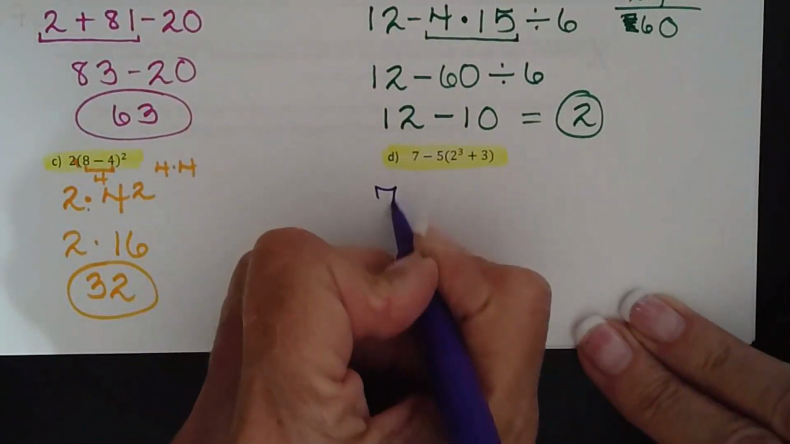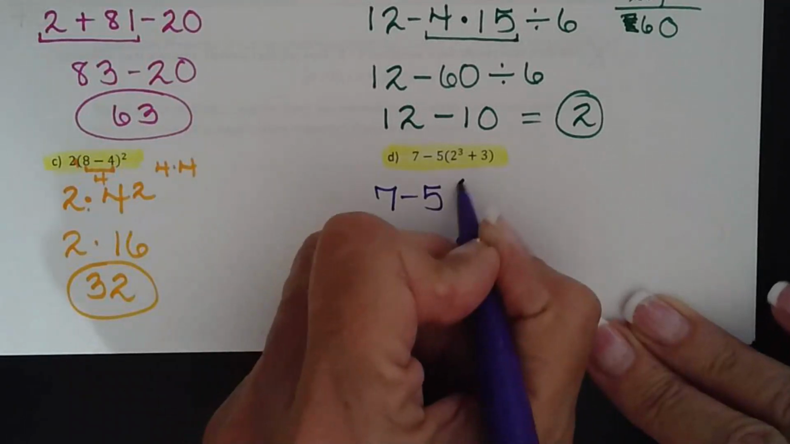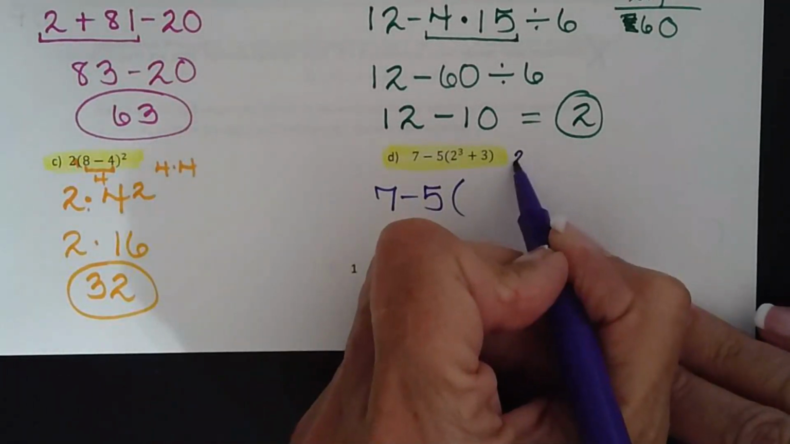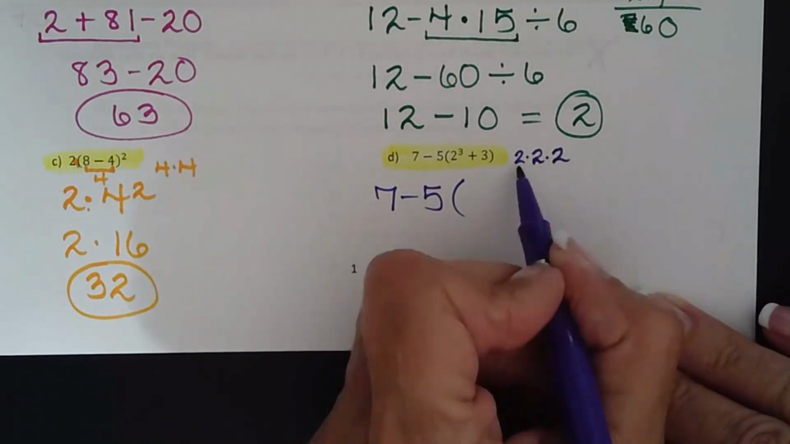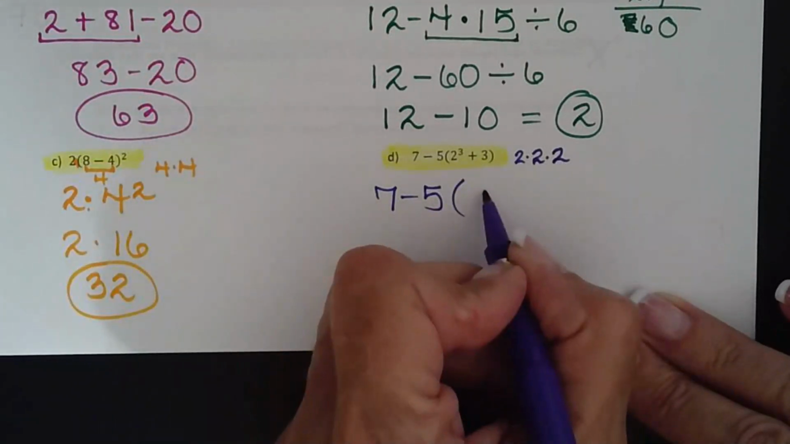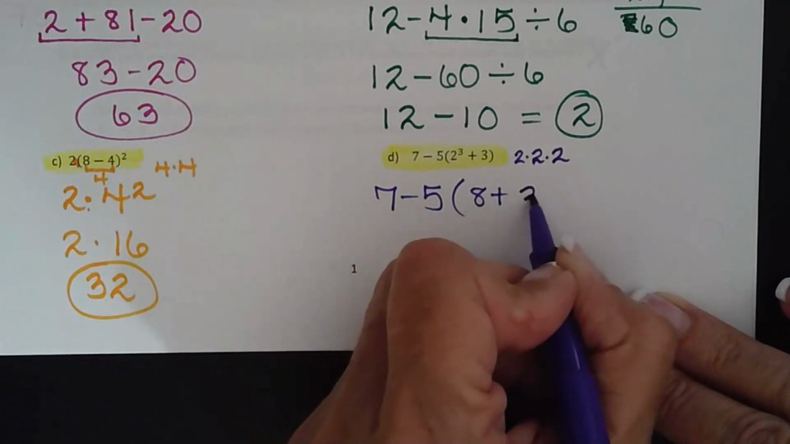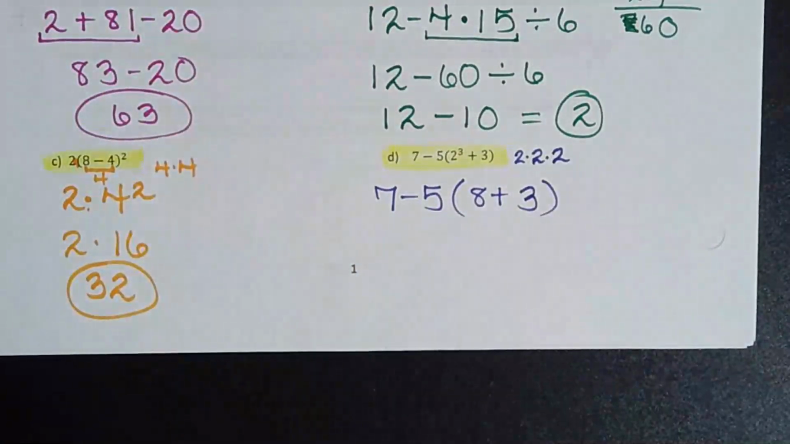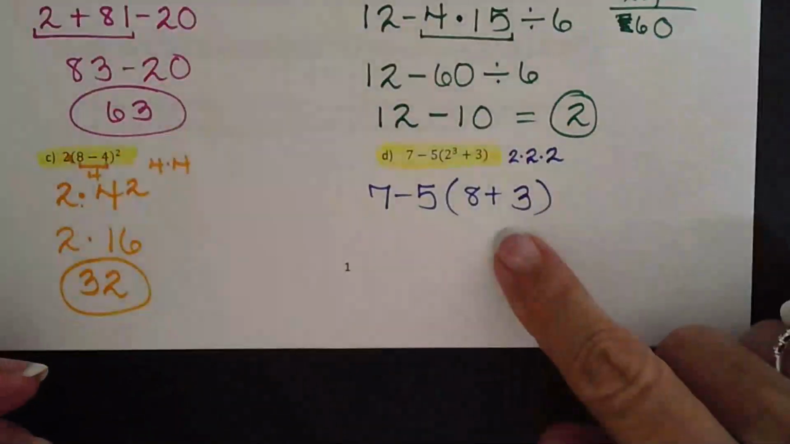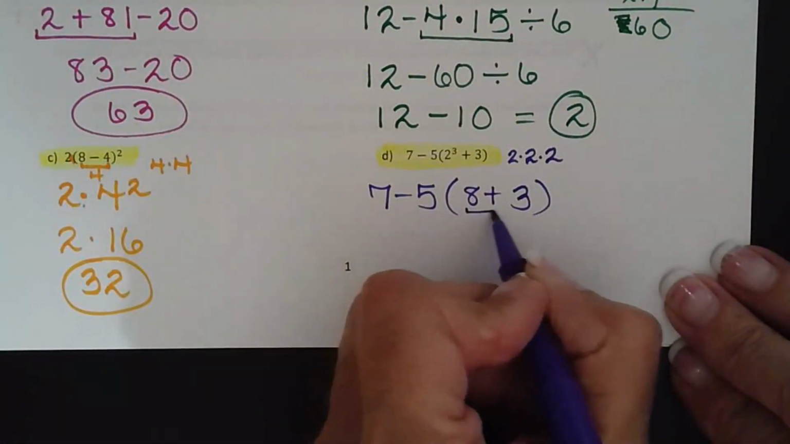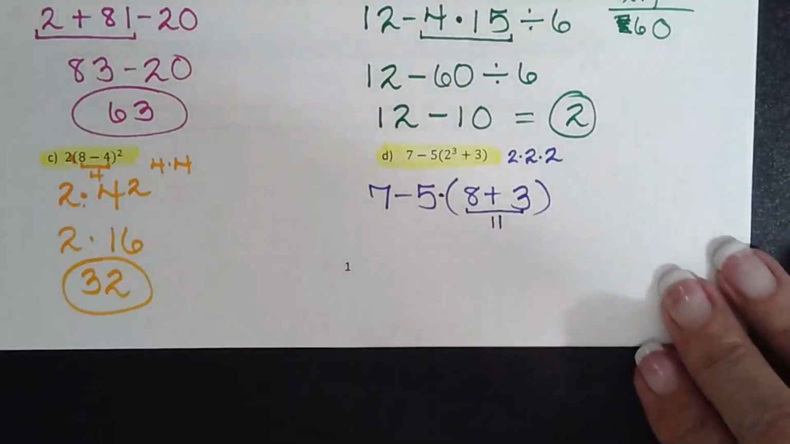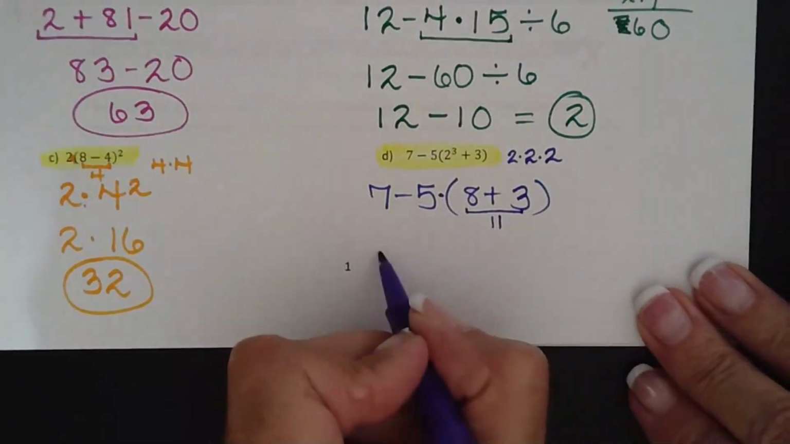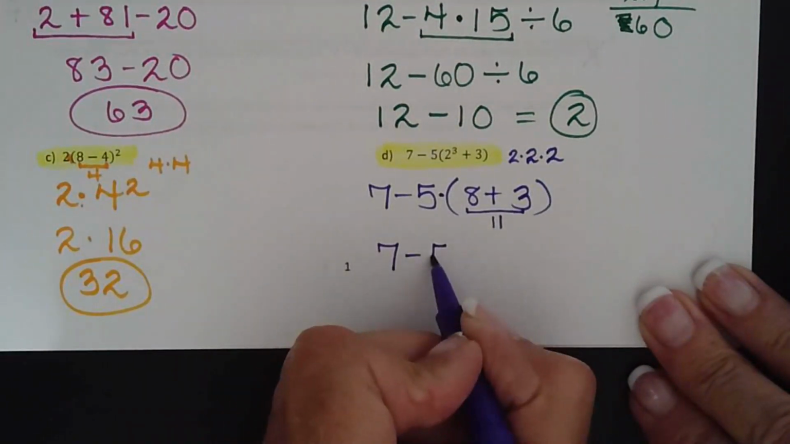So we're going to do 7 minus 5, because we're working on parentheses first. 2 used as a factor 3 times means 2 times 2 times 2. 2 times 2 is 4, times 2 is 8. So this is my new problem. And then I still have to do this. This is 11. So now when I drop the parentheses, remember I replace it with the times sign. So now it's 7 minus 5 times 11.